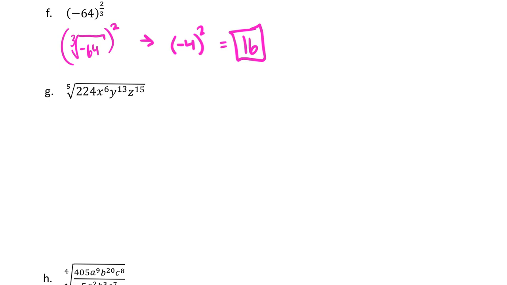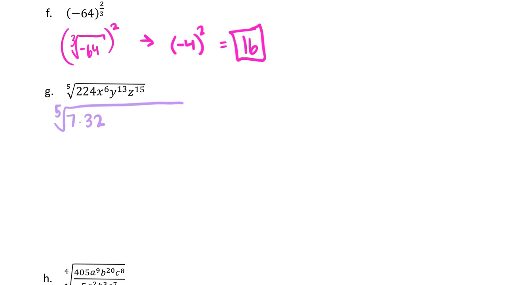Okay, so question G, this is where it starts getting kind of difficult. We need to figure out what inside this radical can be taken to the 5th power. So let's start with 224. My guess is 224 is going to be 32, or divisible by 32. So if I take 224 and I divide it by 32, I get 7. So I'm going to break 224 up as 7 times 32.